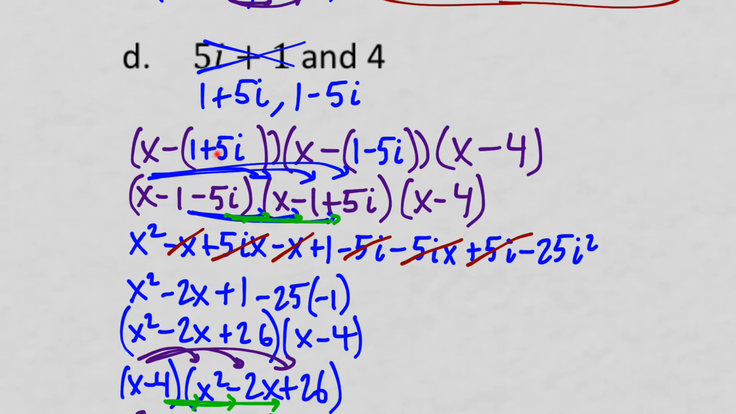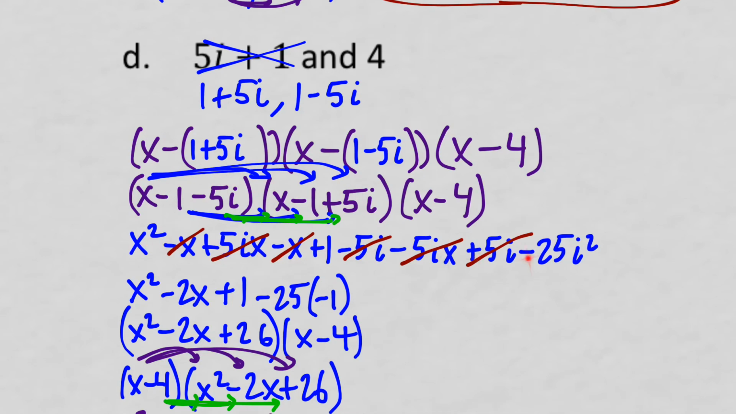So 1 plus 5i goes in here, which means x minus 1 minus 5i. 1 minus 5i goes in here, which means x minus 1 plus 5i. And the final one is x minus 4, because when you plug in 4 into x minus, you get x minus 4. Then I multiply these two, and this is the longest piece of work you're going to do. Distribute everything. Distribute the x, distribute the negative 1, distribute the negative 5i.